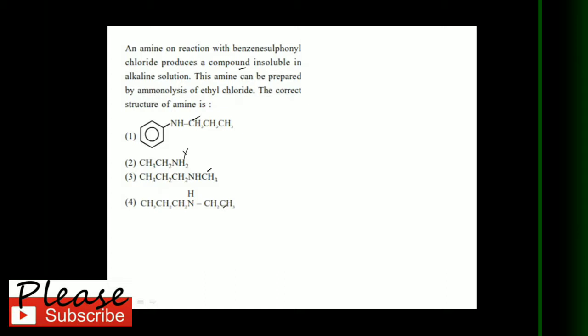But here the condition is given that this amine can be prepared by ammonolysis of ethyl chloride. So in that secondary amine, an ethyl group must be present. This option is a primary amine with a propyl group, the next is propyl and methyl, and this is propyl and ethyl. So the final answer is 4.